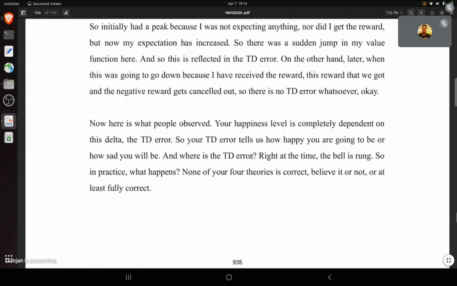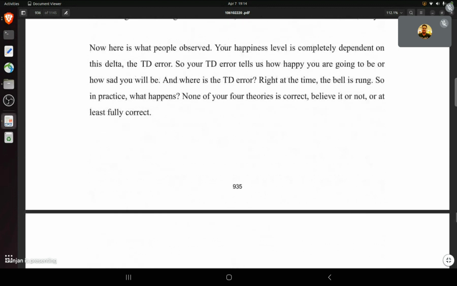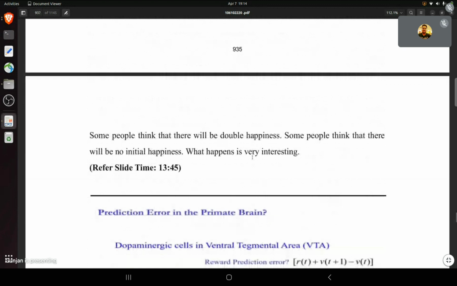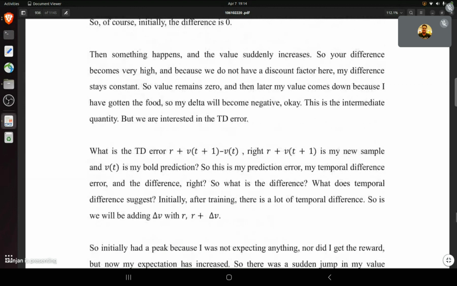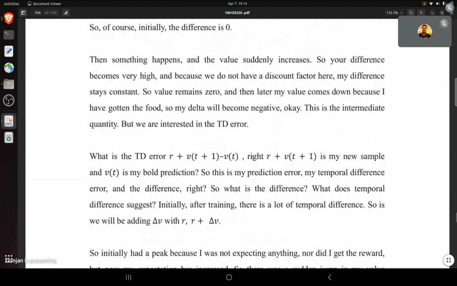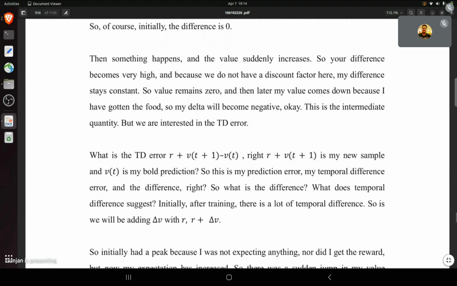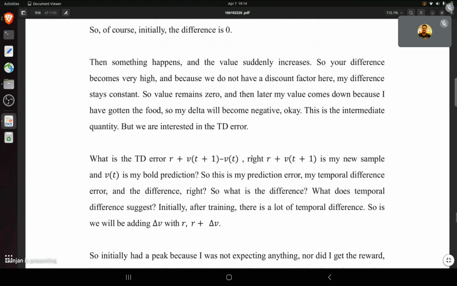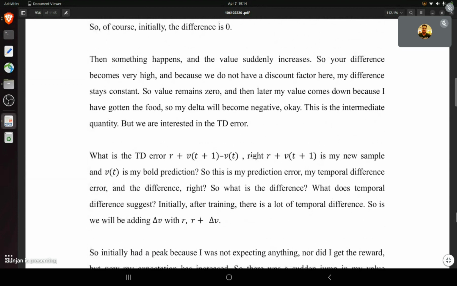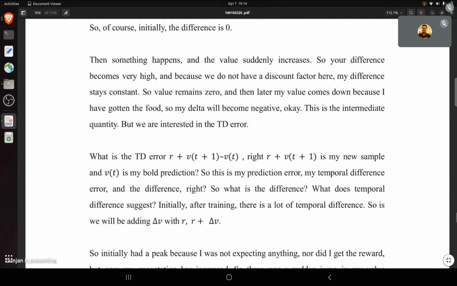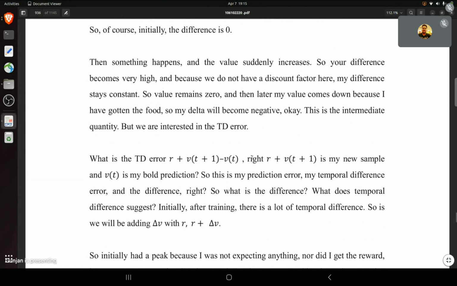So in practice, what happens? None of your four theories is correct, or at least fully correct. TD error is R plus delta V, right? R plus V(t+1) is my new sample and V(t) is my prediction. So this is my prediction error, my temporal difference error. Initially, after training, there is a lot of temporal difference. So we will be adding delta V with R.